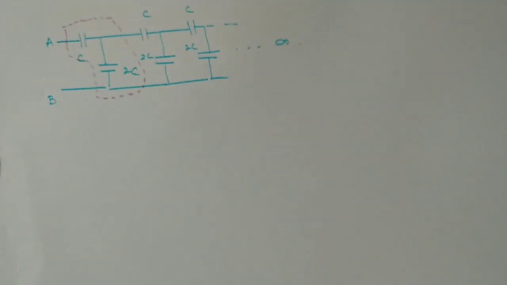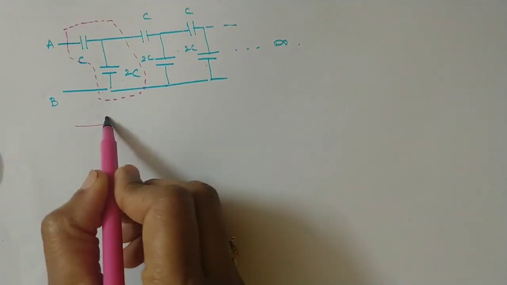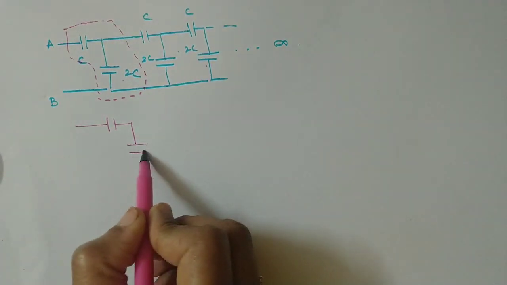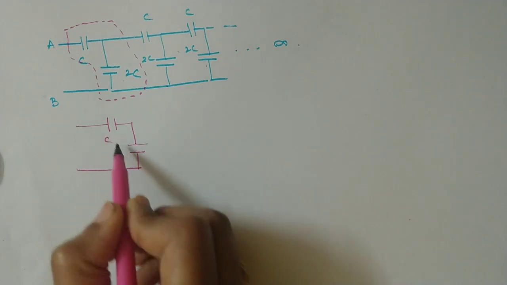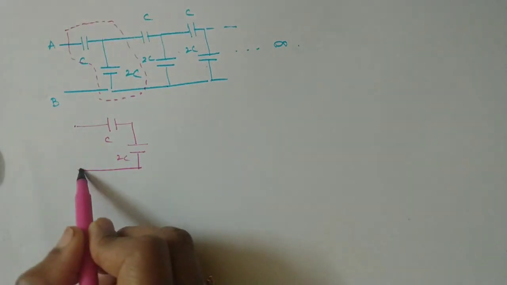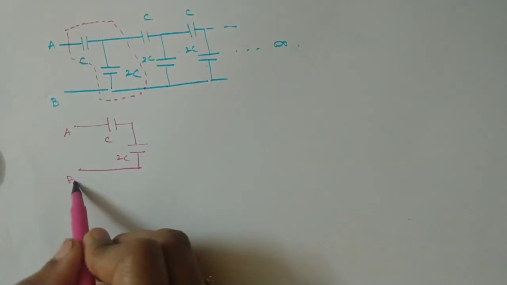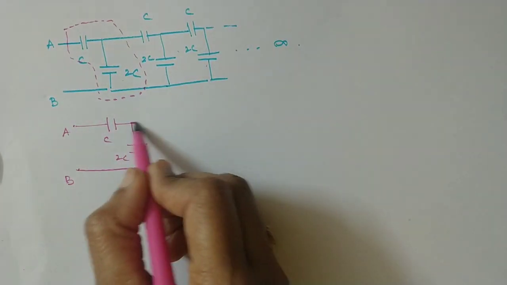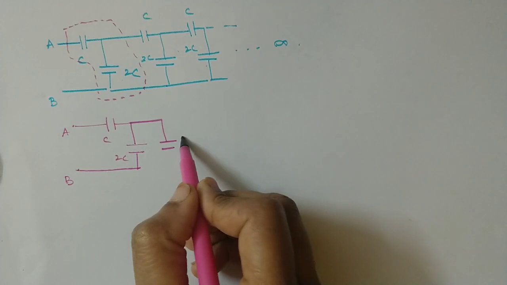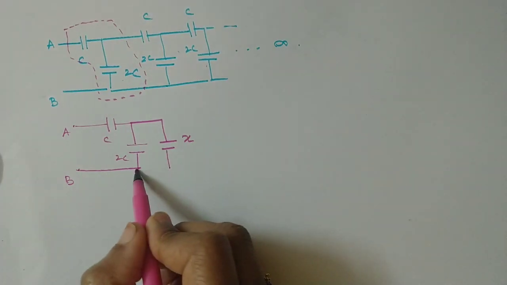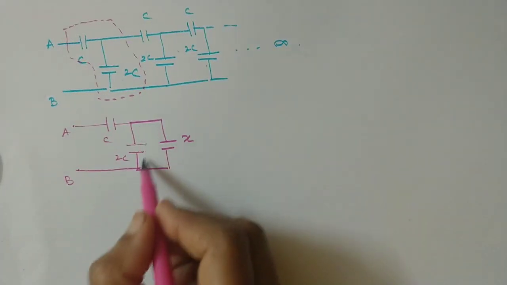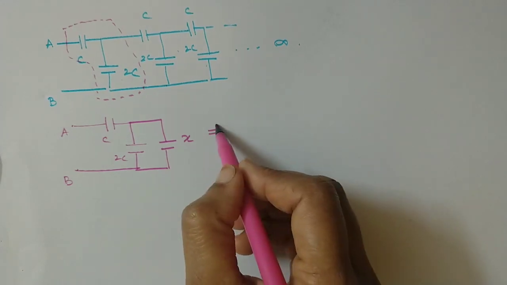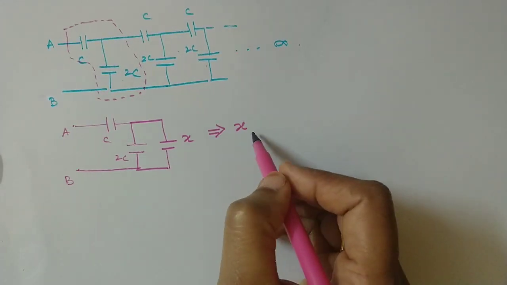Now, after that, assume that, leaving one branch, this was the repeating branch, the C, 2C combination. Let the capacitance till this point, after adding up all the other branches, be X. Even if you add one more branch, the answer should remain equal to X.